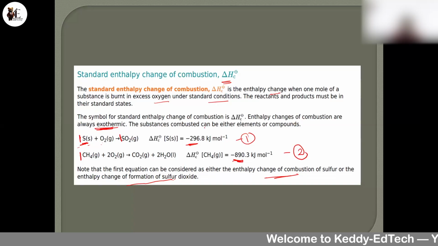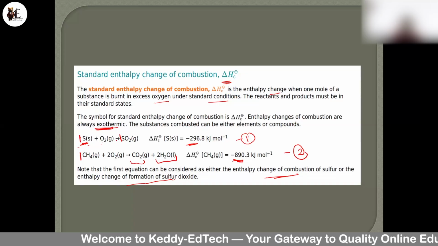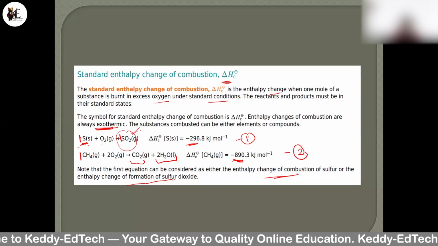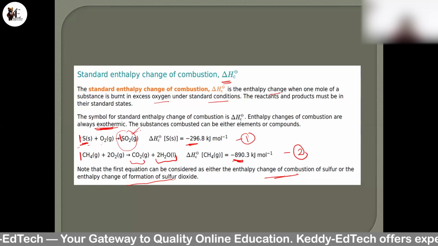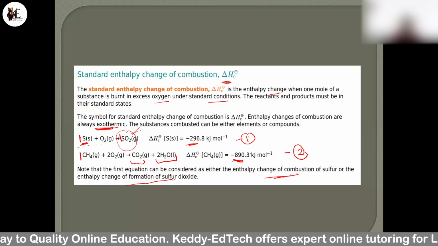Equation 2 is not called the standard enthalpy change of formation because here 2 products are formed. In the enthalpy change of formation, only 1 product with 1 mole is formed. So equation number 1 is the enthalpy change of combustion of sulfur and the enthalpy change of formation of SO2. Is it clear?